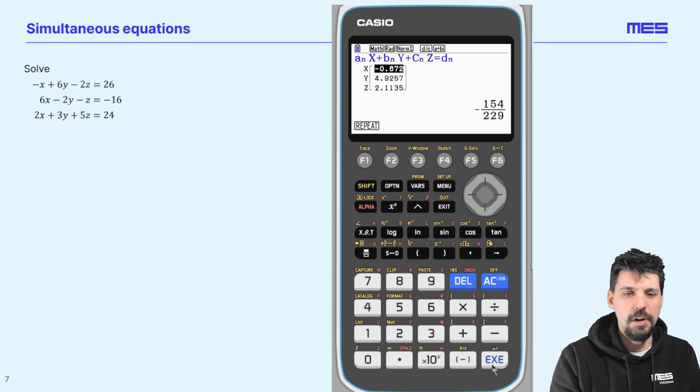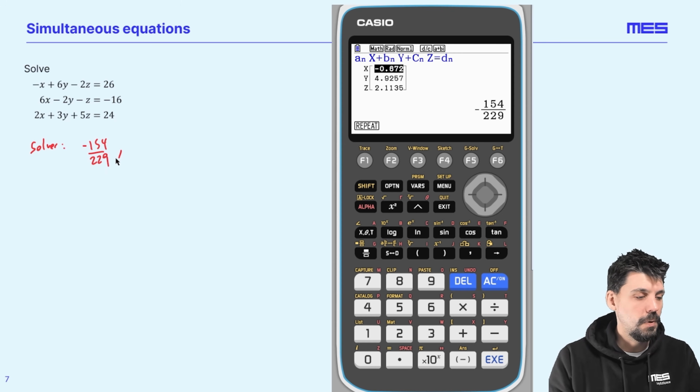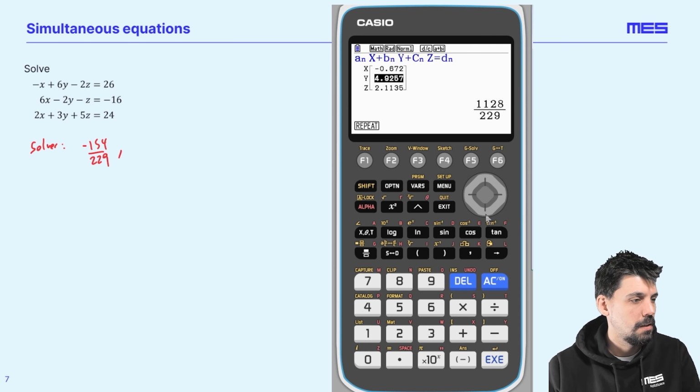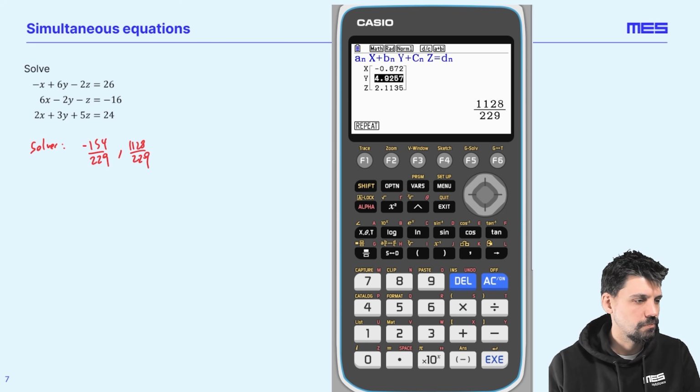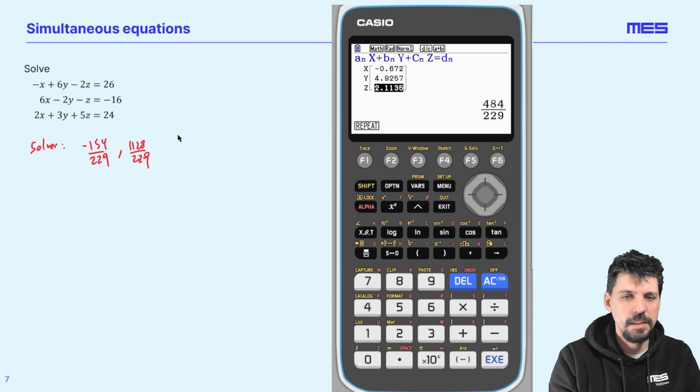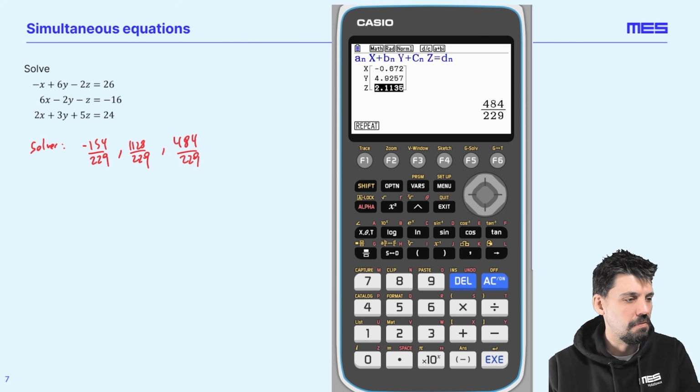Right, cool. All right, so if we just use the solver, we get -154 over 229. We get 1128 over 229. And we get 484 over 229. Fair enough.